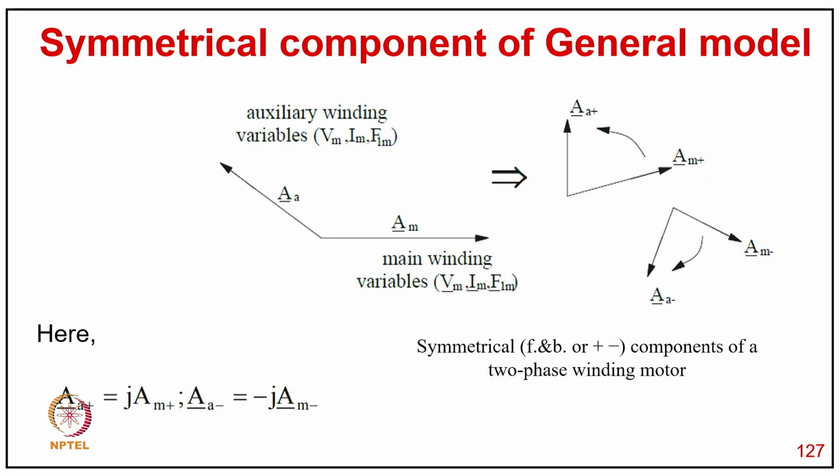As you can see here, the auxiliary winding and the main winding do not necessarily have exactly 90 degrees between them, so we treat it with different symmetrical components of the two phase, where we can say A plus equal to minus J AM plus, and A minus is plus J AM minus. I mean dividing this unbalanced two phase into symmetrical components of the two phase, like the positive sequence and negative sequence, which have different directions of rotation. You can clearly see that in the first case, the forward, A is leading M, and in the second case, of course, A is lagging M.